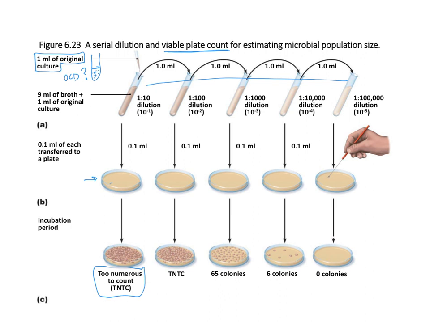So we want to dilute that out, because we want to try to get what we say a countable range of colonies to grow up between, I'm blanking, 30 and 300. Okay. Basically, if you get more than 300 colonies on a petri dish like this, they're so close together you can't count them accurately. If you get less than 30, then it's not considered statistically significant. So you've got to find that sweet spot where the numbers kind of mean something.